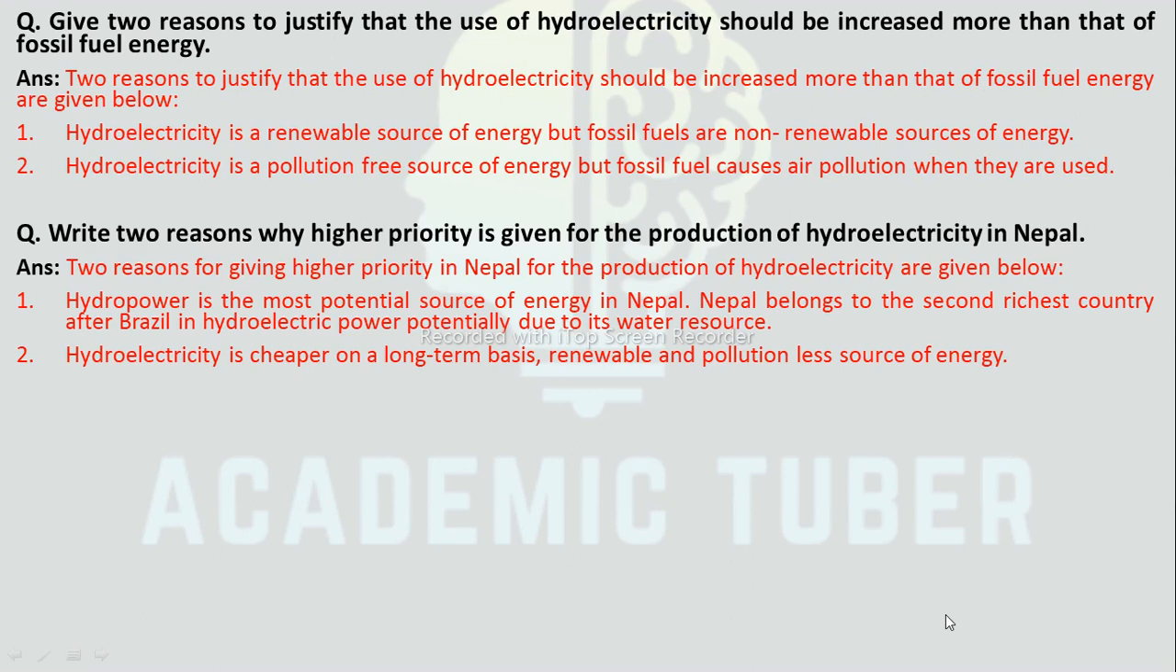So in context of Nepal, more priority should be given to hydroelectricity because hydropower is the most potential source of energy in Nepal. Nepal is the second richest country after Brazil in hydroelectric power potential due to its water sources. Hydroelectricity is cheaper on a long-term basis, also renewable and does not cause any sort of pollution.